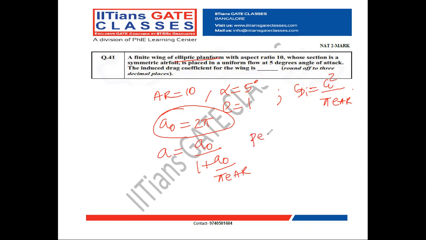Here A and A naught are in per radian; 2 pi is in per radian. So if I substitute, it is 2 pi divided by 1 plus 2 pi by pi, with Oswald efficiency factor equal to 1 and aspect ratio equal to 10. When I substitute, I get A equal to 5.236 per radian.